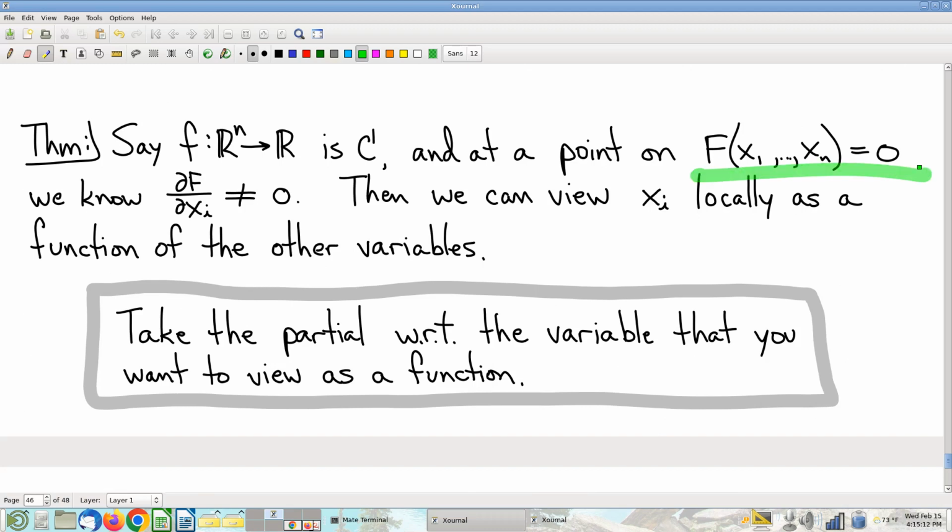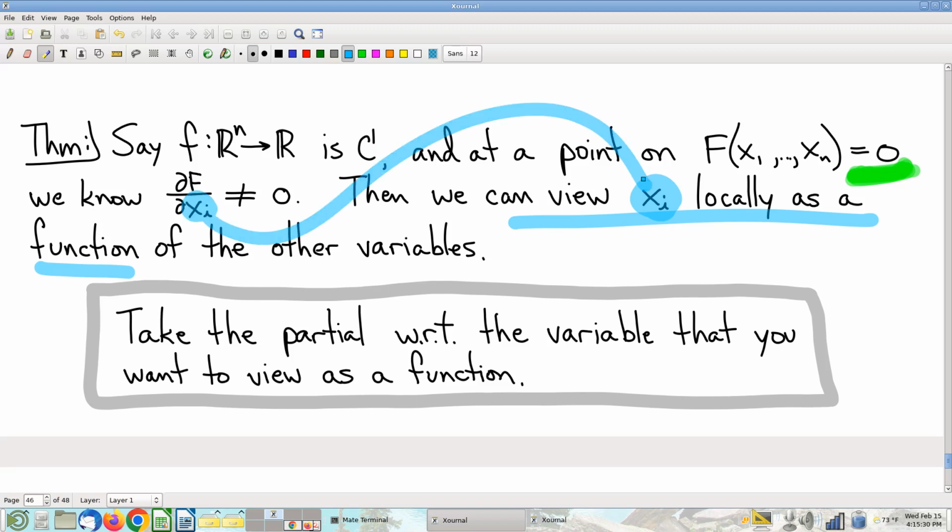If you're looking at a level set, very importantly, level set. It's got to be a level set. If you want to view one of the variables as being a function, take the partial with respect to that variable. And if it's non-zero, then yes, you can. That's the deal. Now, always take a partial with respect to the variable that you want to view as being a function. Everybody on board?